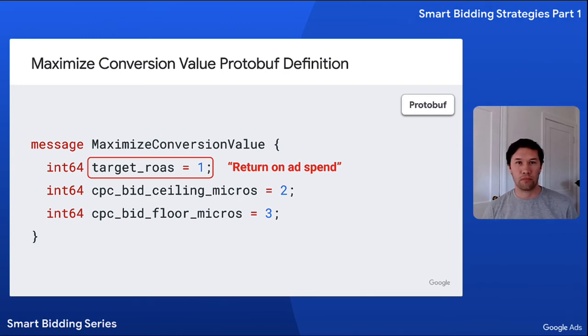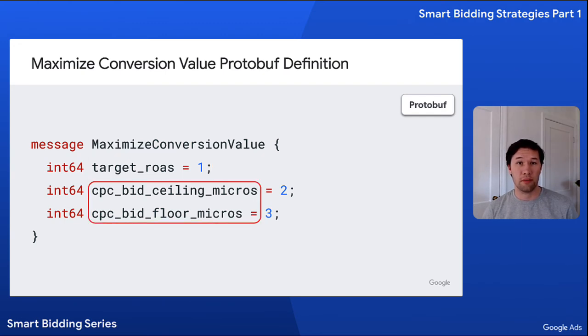One note, if the target ROAS field is set to be too high, then it can restrict volume. In order to work around this, you may need to uncap the budget associated with this bidding strategy. Similar to MaximizeConversions, MaximizeConversionValue strategies also let you set a CPC bid floor and ceiling in portfolio and cross-account strategies. This is also not recommended for the same reasons I described earlier.